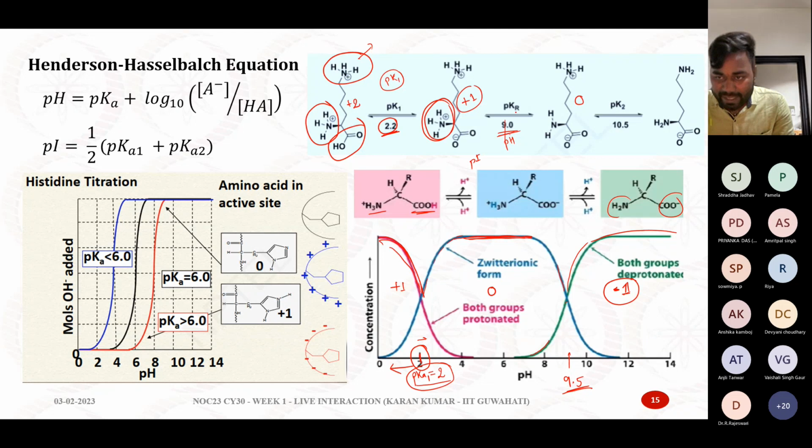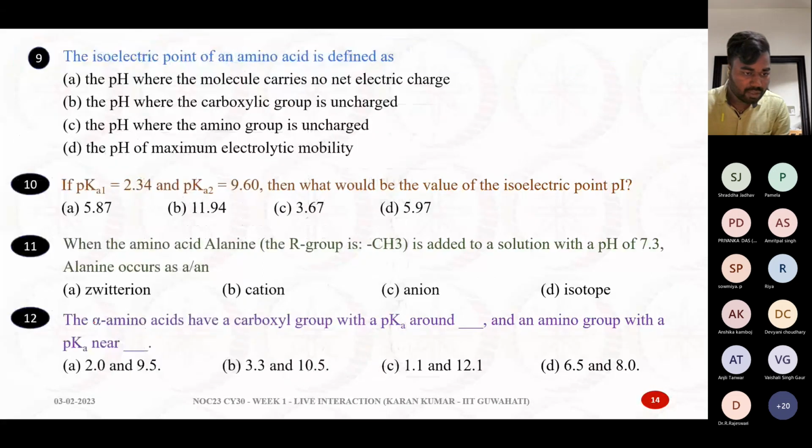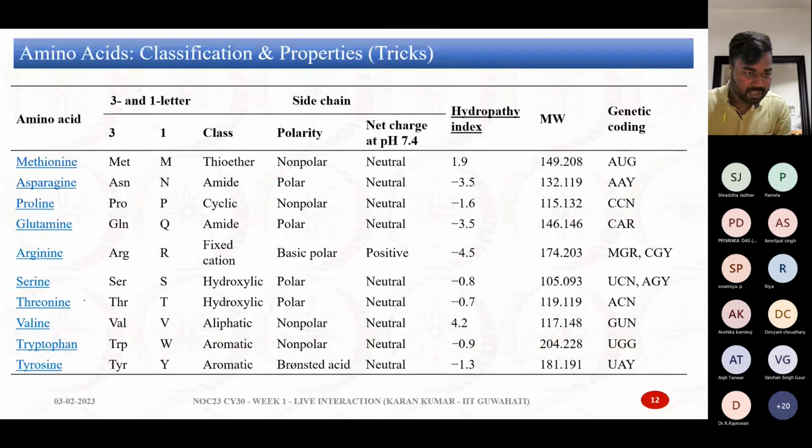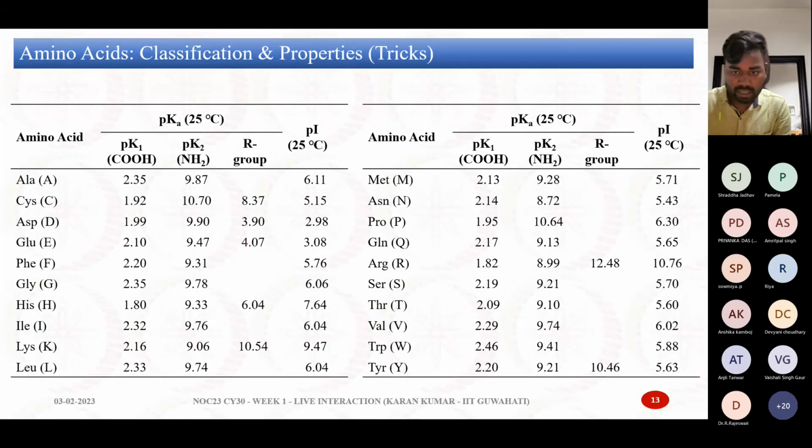Till pH 9, the side chain will not lose its proton. Once you cross, because for losing the side chain proton, you need a pH of 10.5. That is what we have discussed in this table, right? For the case of arginine, let me show you. Arginine is here.